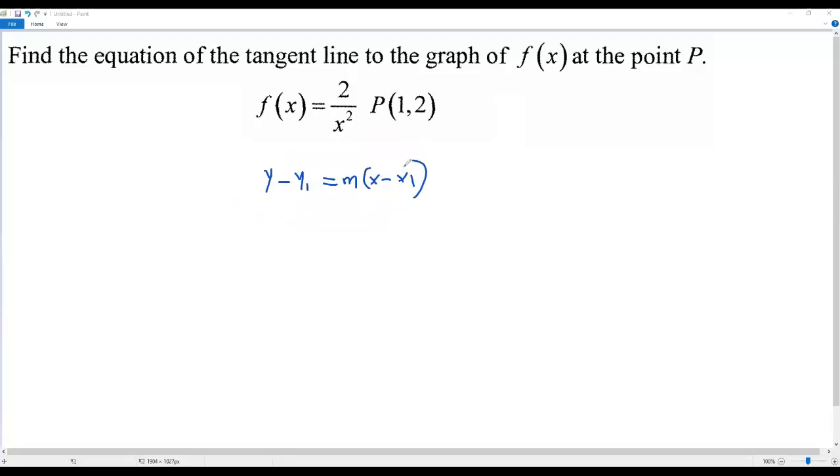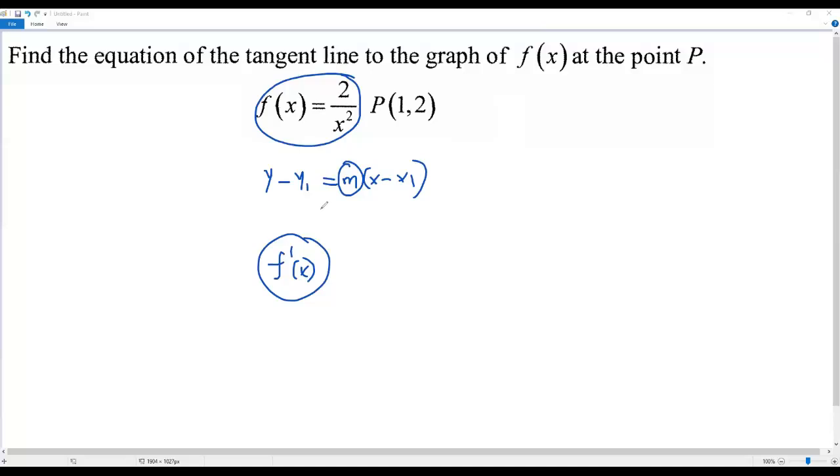So here for x1 and y1, we can plug in the given point (1, 2). That is, we plug in 1 for x1, the x coordinate of the point, and 2 for y1, the y coordinate. Apart from that, we have to find the slope m. To get the slope m, we have to find the first derivative of the given function, that is f prime of x. f prime of x gives the slope of the tangent line.